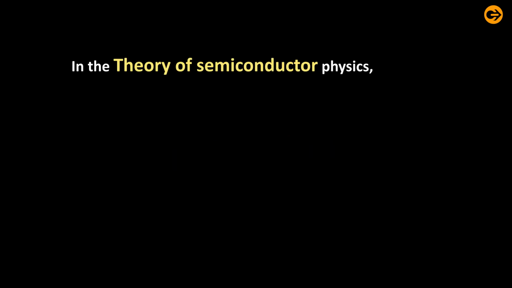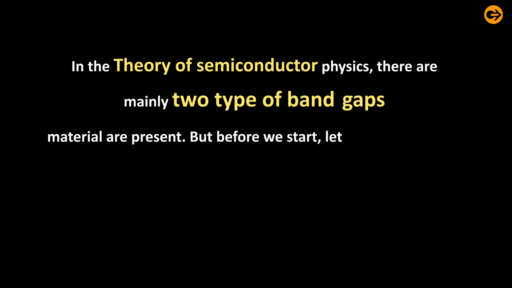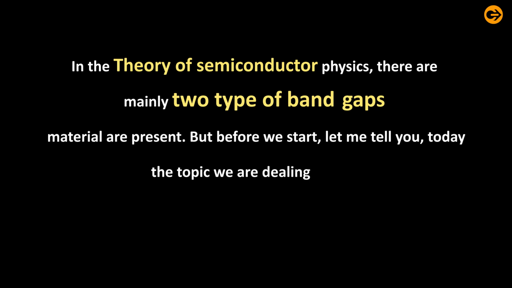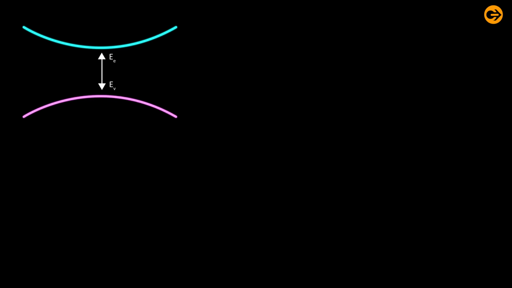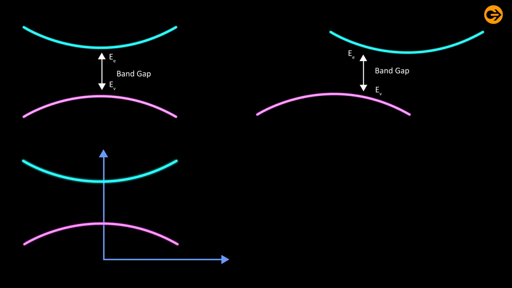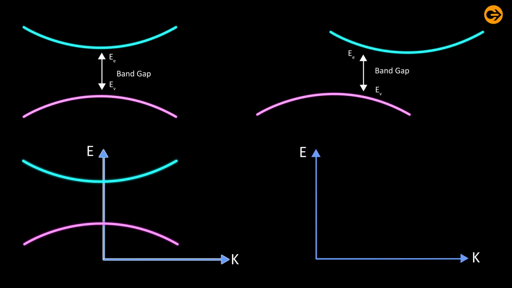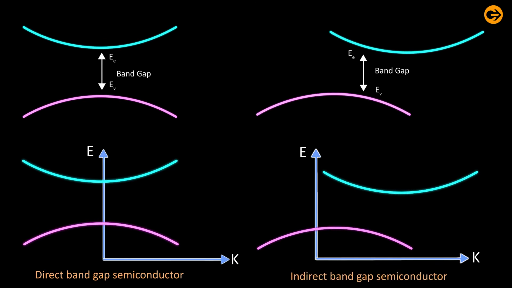In the theory of semiconductor physics, there are mainly two types of band gap materials present. But before we start, let me tell you, today the topic we are dealing with is direct or indirect band gap semiconductor. Depending on their energy and crystal momentum present in the crystal, they can be divided into two categories, namely direct band gap semiconductor and indirect band gap semiconductor.